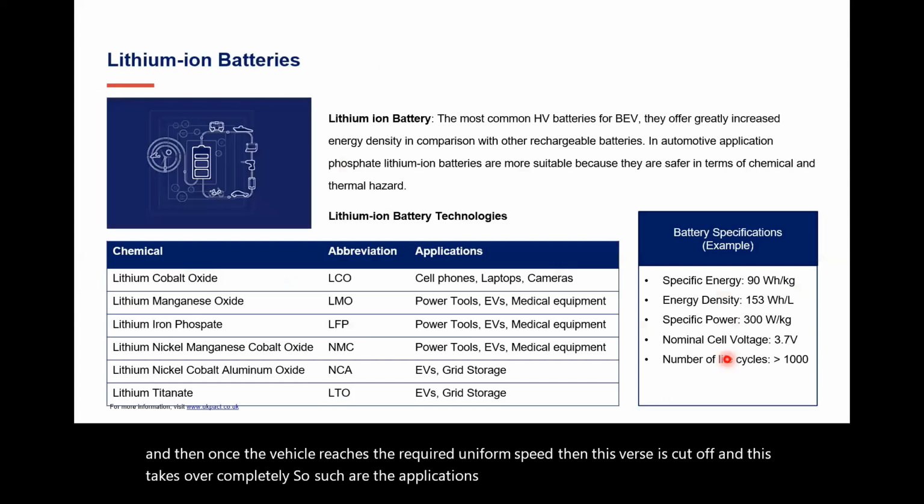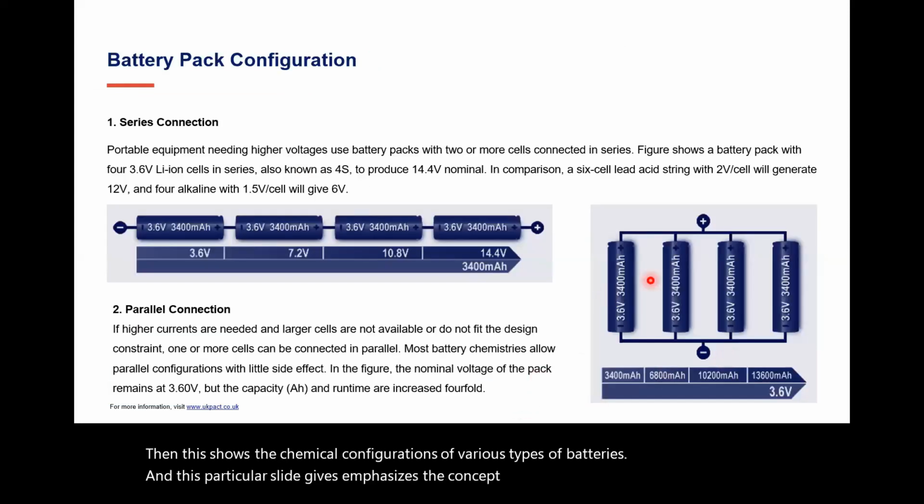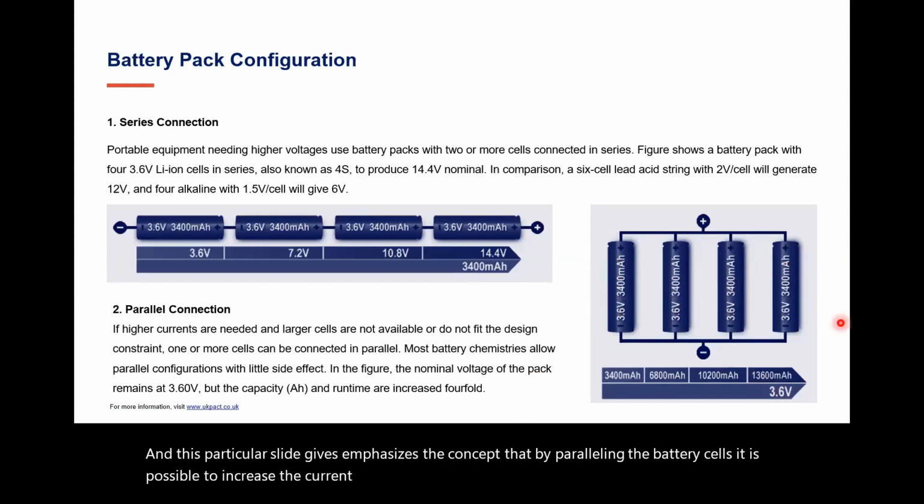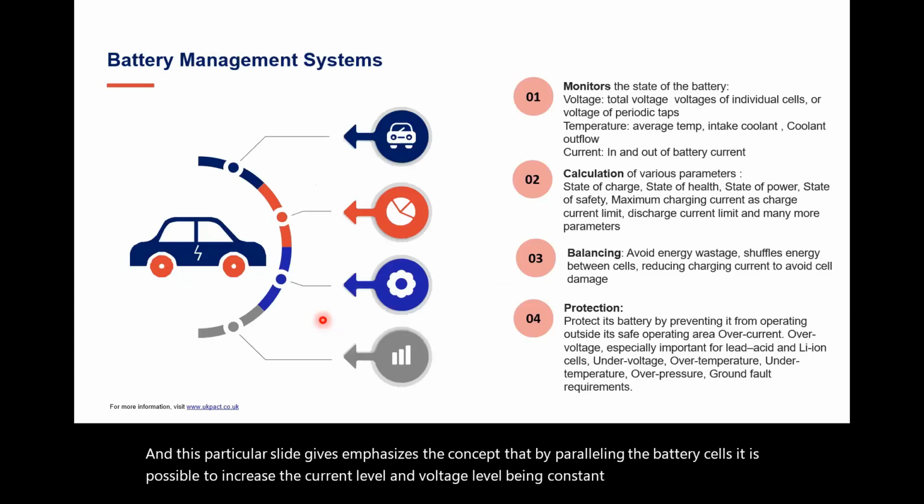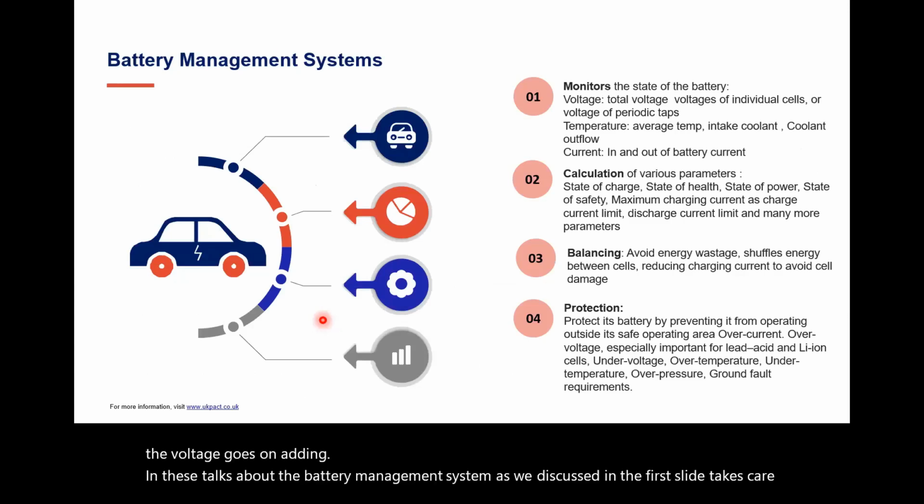Then this shows the chemical configurations of these types of batteries, and this particular slide emphasizes the concept that by paralleling the battery cells, it is possible to increase the current level, with voltage level being constant. In series configuration, of course, the current handling capability is equal to the individual current handling capability, but the voltage goes on adding. Then this talks about the battery management system. As we discussed in the first slide, it takes care of monitoring, then calculation of parameters, balancing, and protection.